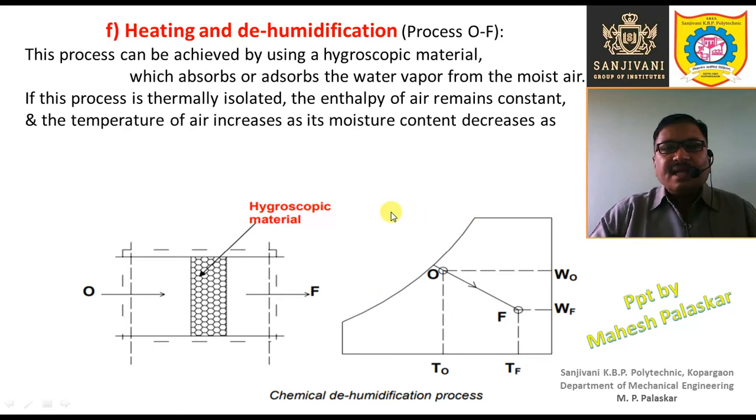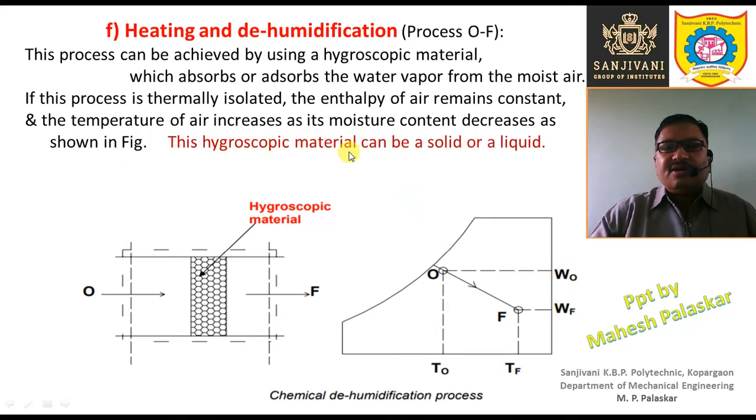Okay, and the temperature of the air increases as its moisture content decreases. The dry bulb temperature increases, the moisture content decreases. As shown, this hygroscopic material can be solid or liquid. We can use any hygroscopic material, either solid or liquid.